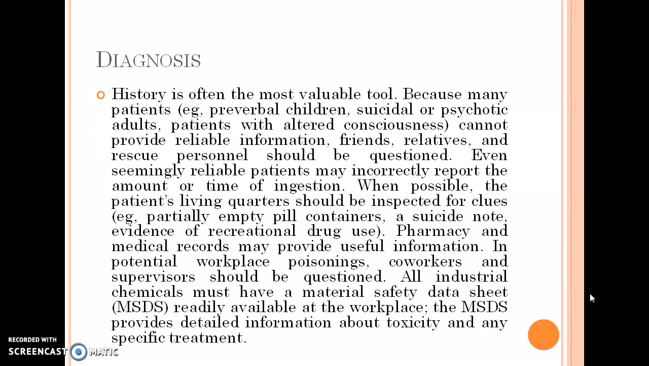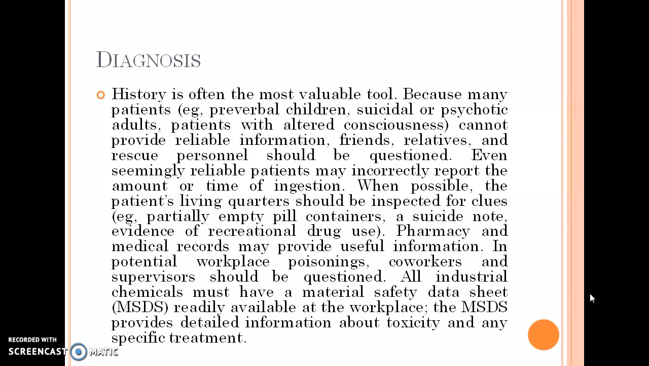History is often the most valuable tool because many patients, for example, pre-verbal children, suicidal or psychiatric adults, and patients with altered consciousness, cannot provide reliable information. So, friends, relatives, and rescue personnel should be questioned for the same. Even seemingly reliable patients may incorrectly report the amount or time of ingestion. When possible, the patient's living quarters should be inspected for clues, for example, partially empty containers, a suicide note, and evidence of recreational drug use.